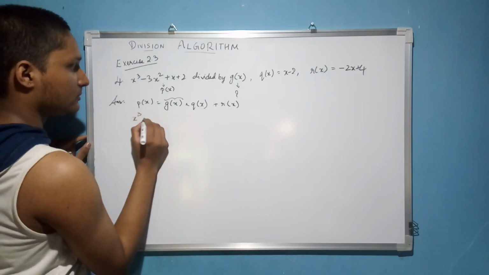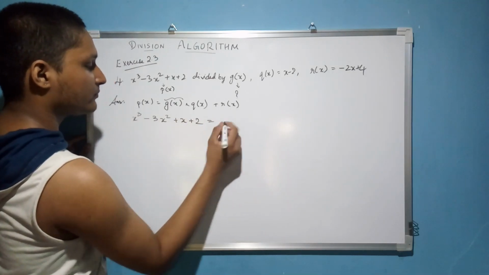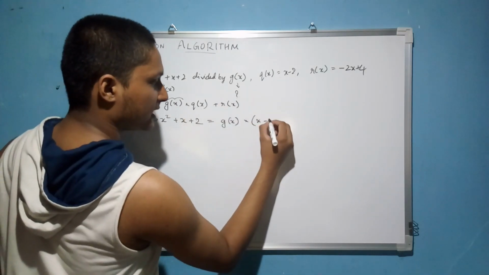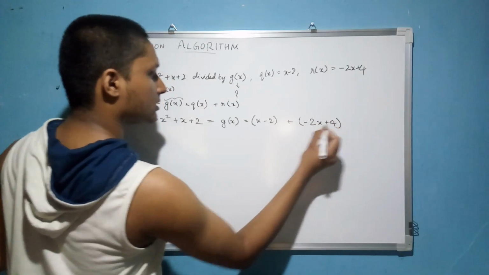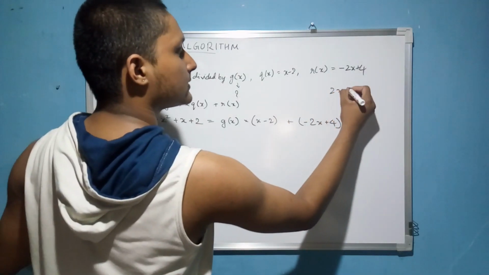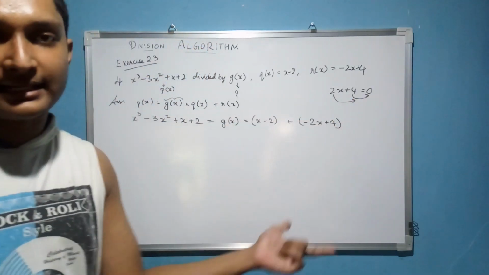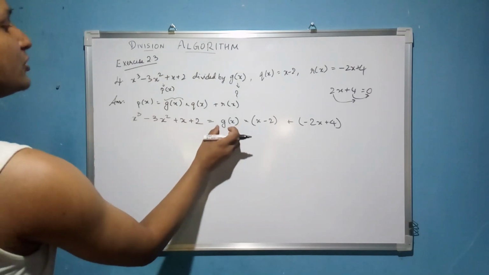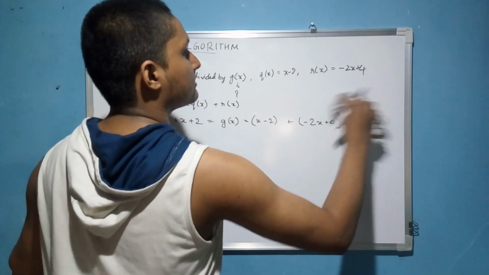So this comes to be x cube minus 3x square plus x plus 2 is equal to g of x into, what is q of x? That is x minus 2. You have an r of x, that is minus 2x plus 4. So I just need to get this. This is the unknown. Generally when you have an equation like 2x plus 4 is equal to 0, you always bring all the remaining terms to the other side and get the value of x. That is what we are going to do here also. You need to get an expression here, not just a value.